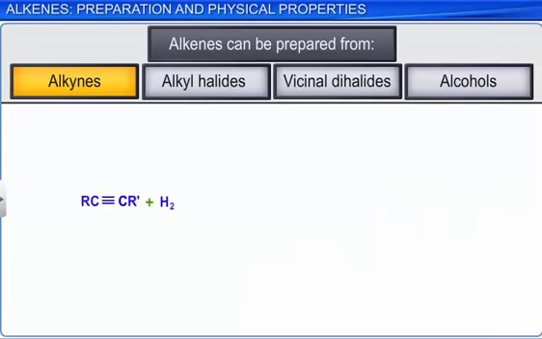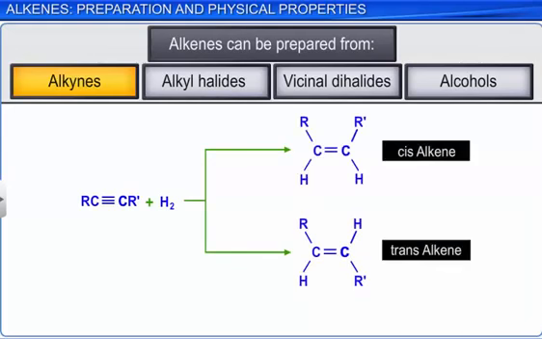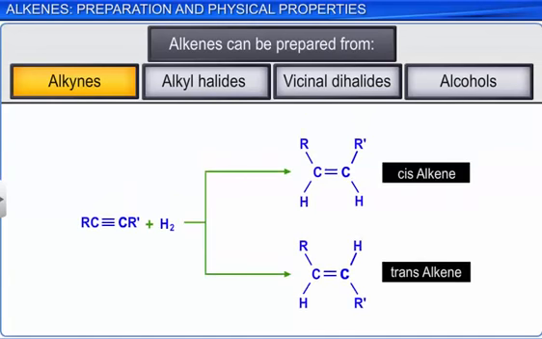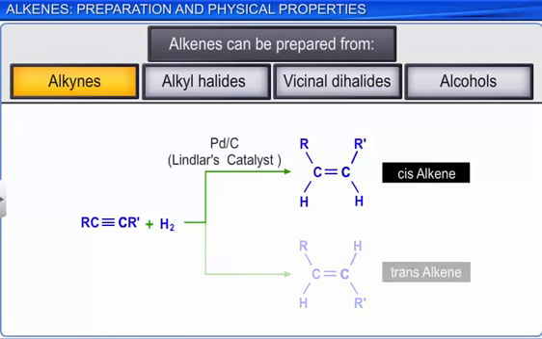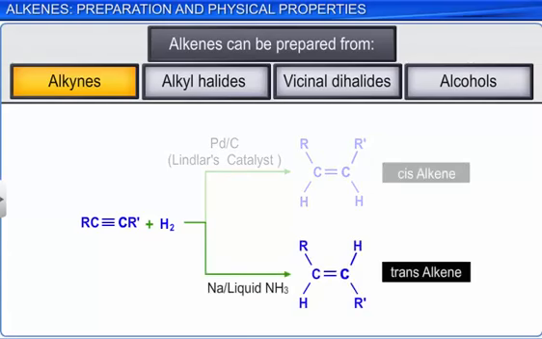Depending upon the nature of the catalyst used, a higher alkyne can be reduced to cis or trans alkene. Lower alkynes, such as ethyne and propyne, and higher terminal alkynes do not yield cis-trans isomers upon hydrogenation. When the catalyst used is Lindlar's catalyst, the alkene obtained shows cis geometry. When the catalyst used is sodium in liquid ammonia, the alkene obtained shows trans geometry.